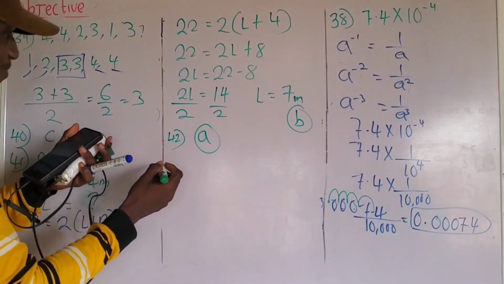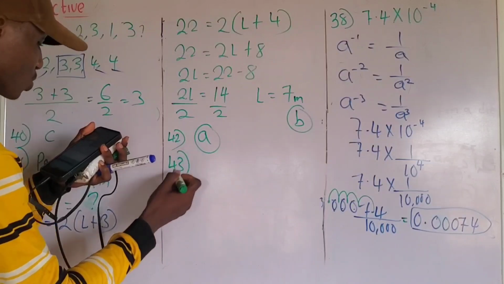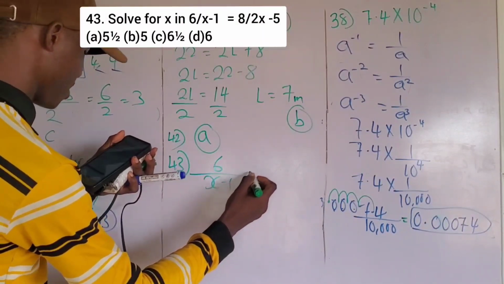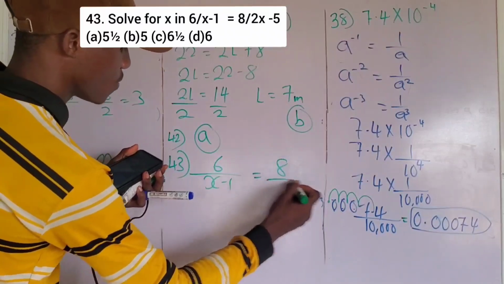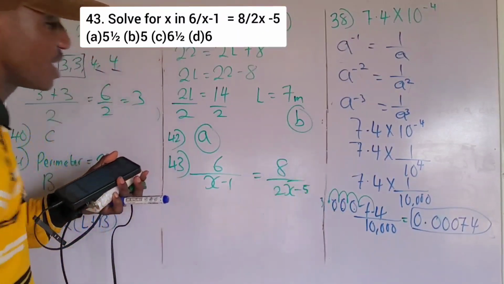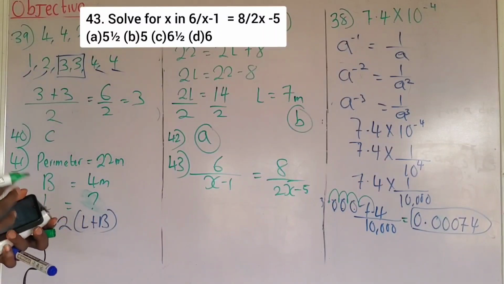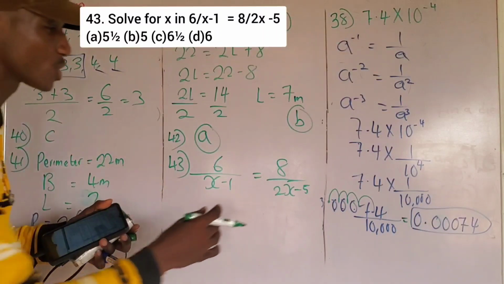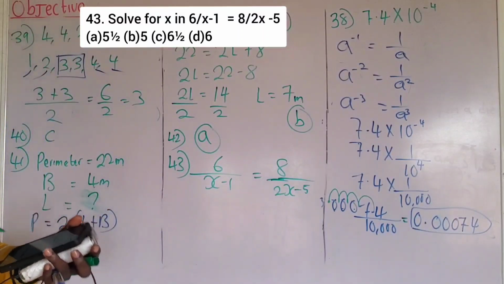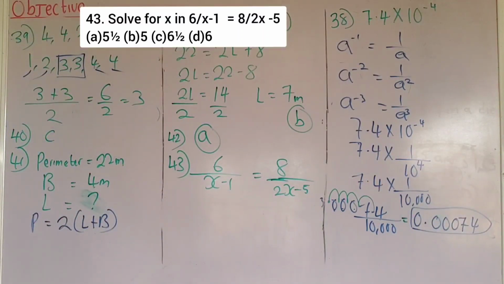Now for question 43, we are asked to solve for the value of x in 6 all over x minus 1 is equals to 8 all over 2x minus 5. Now look, we have two fractions, and these two fractions are separated by an equals to sign. It's simple. Okay, I'm very sure you will have come across this kind of question. Why not practice a question on your own?